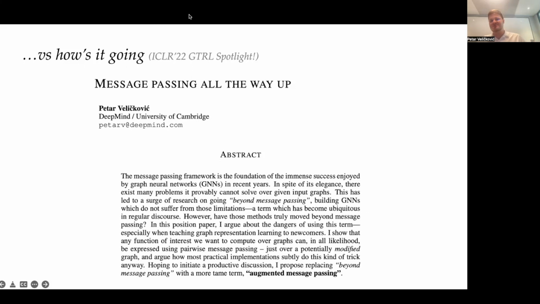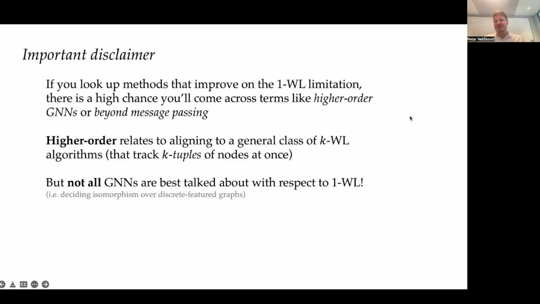It's just that sometimes expressing things in message passing might not be the most insightful way of looking at it. And the other term, higher order GNNs, relates to usually trying to build graph neural networks that align with more generalized versions of the Weisfeiler test. Remember when we first introduced it, I mentioned it's sometimes called the 1WL.